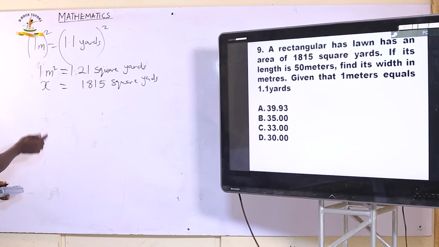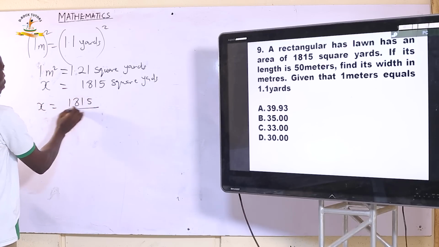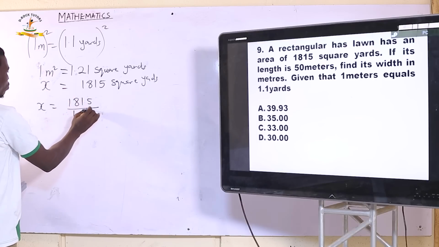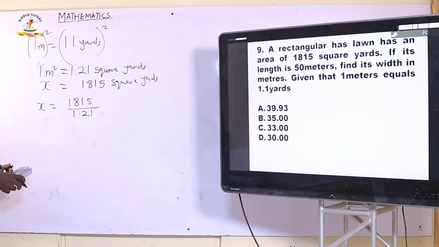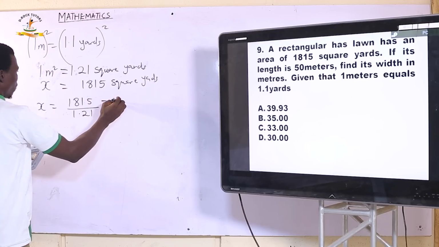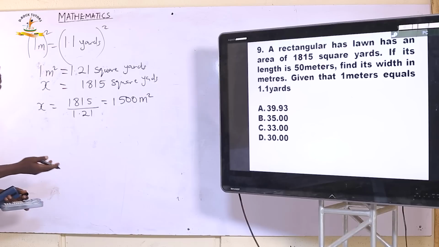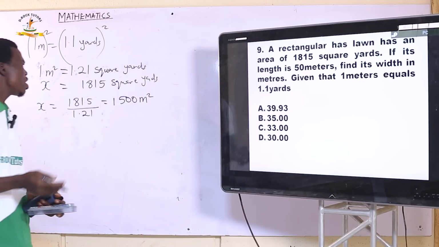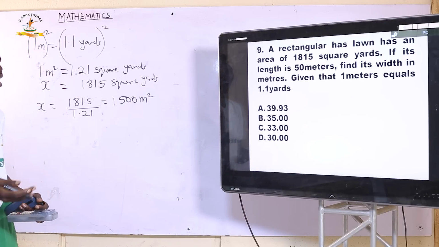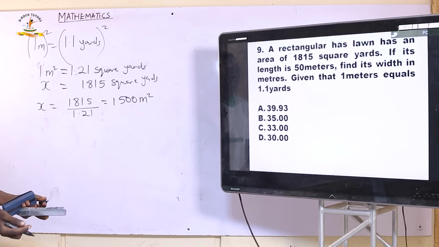And how do I get that? I simply say my x will be what? 1815 all divided by 1.21. And this is going to be 1815 divided by 1.21, and this is going to be 1,500 meter square. So the area in meter square is 1,500 meter square. However, we're told that the length is 50 meters, so we are looking for the what?